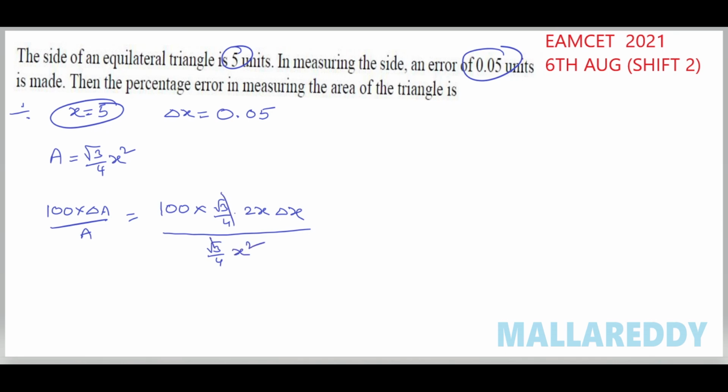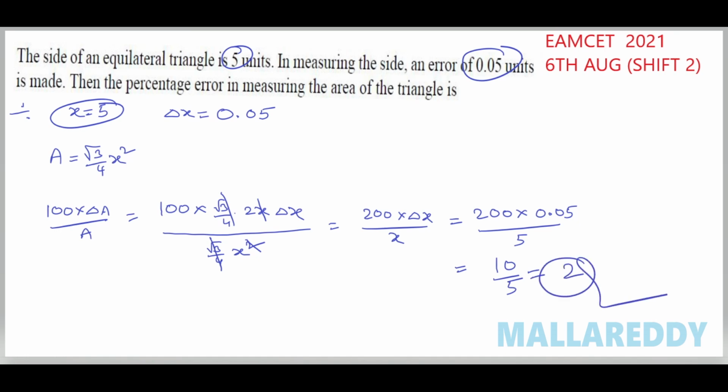Here root 3 by 4 and root 3 by 4 cancel, and one x cancels, so it equals 2 into 100, that is 200 into delta x by x, that is 200 into 0.05 by 5, that is 200 into 0.01, which is equal to 2. This is the percentage error in measuring the area of the triangle.